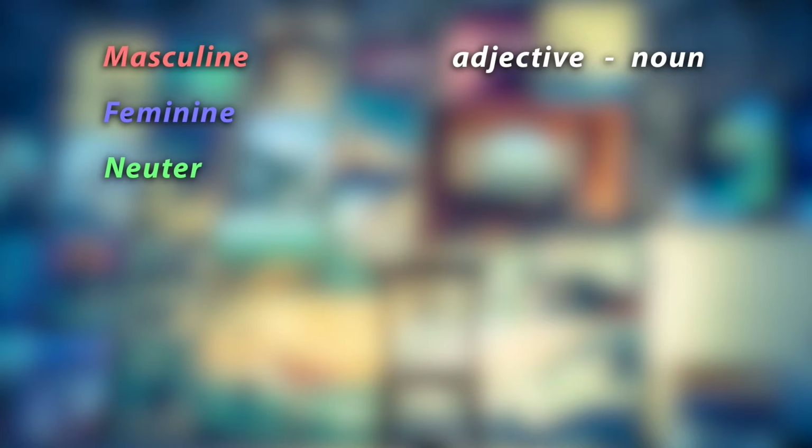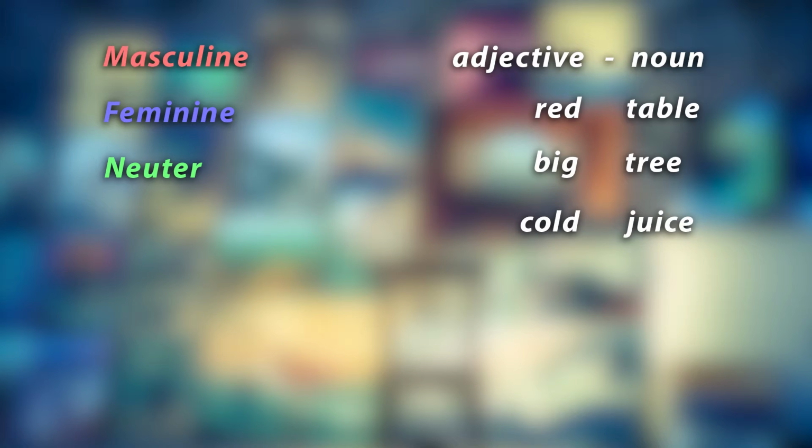So, adjectives are used to describe something, right? For example, red table, where red is an adjective and table is a noun. So red is the color of the table, so you're describing a table. Another example, big tree, where you're describing the size of the tree. Cold juice. Good boy. Good girl.